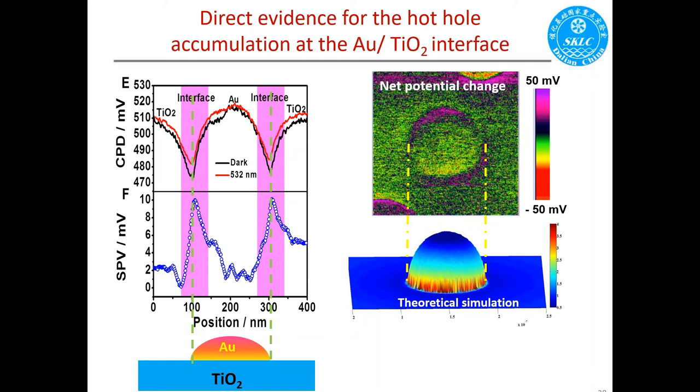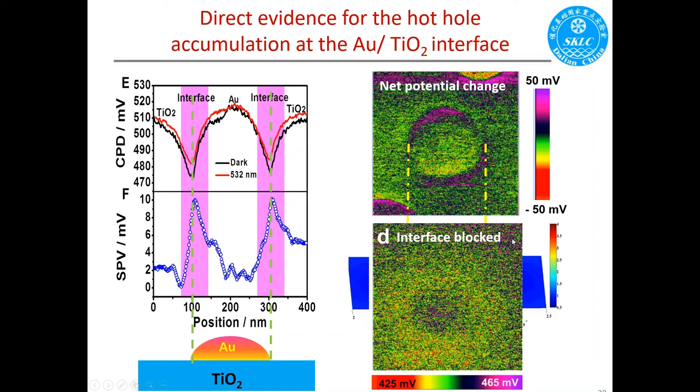electromagnetic field. Furthermore, if you block the interface with some silicon oxide, you will not see this kind of hole signal. The experiment clearly tells us that the interface in a plasmonic semiconductor photocatalyst is very important. You have to fabricate very efficient Schottky barriers to suppress the recombination of the hot charges. So that's one of the understandings.